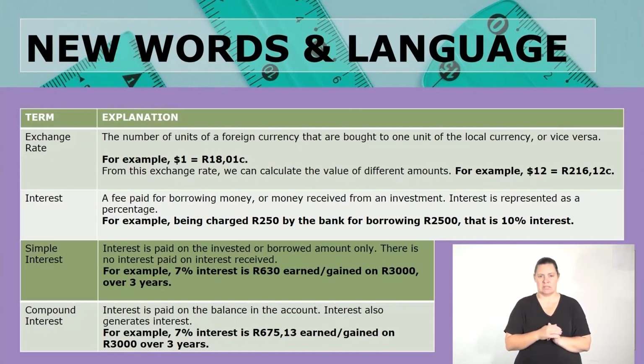Compound interest. Interest is paid on the balance in the account. Interest also generates interest. For example, 7% interest is 675 rand and 13 cents earned or gained on 3,000 over 3 years.